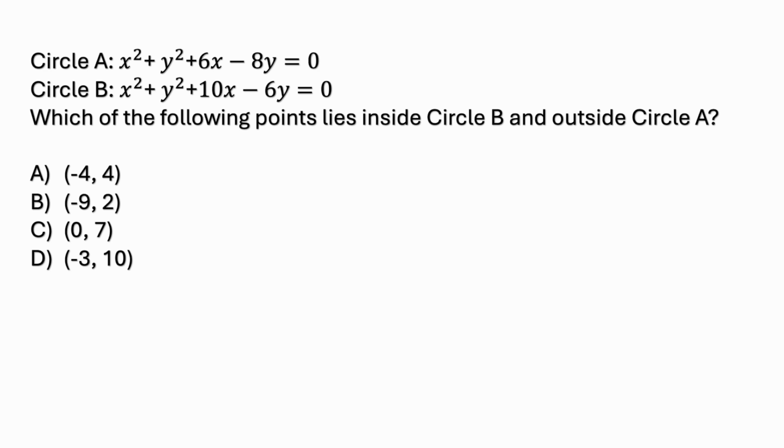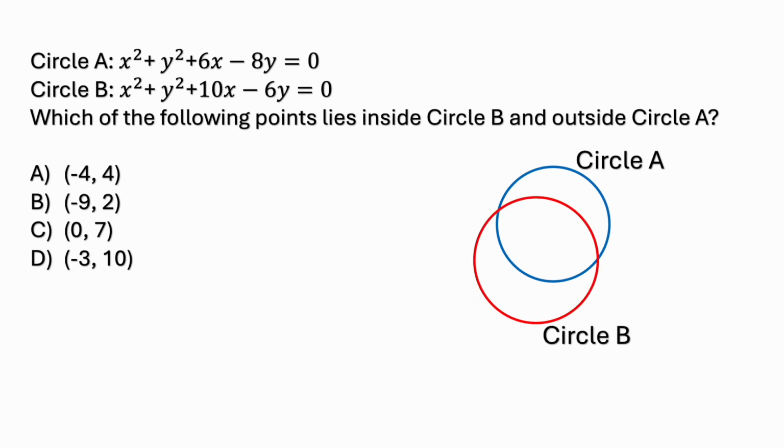So they've given circle A, that is the equation x squared plus y squared plus 6x minus 8y equal to 0. And then there is circle B, so it might look something like that. And we have to find which of the following points lies inside circle B and outside circle A. So it might look something like that. So the point right here, which is inside circle B and outside circle A. So we had to figure out the coordinates of that point.